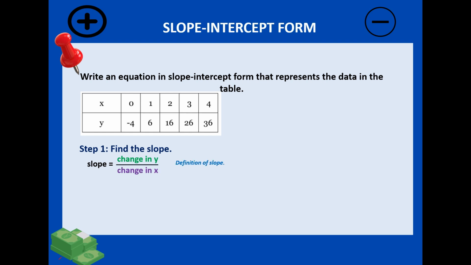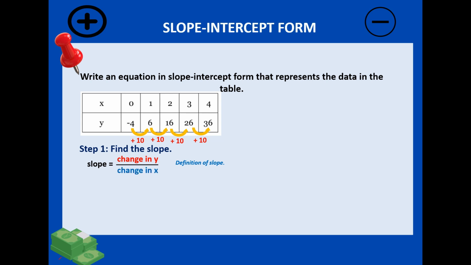So this is the slope definition. We're going to find the change in y. From negative 4, it becomes positive 6. What shall we add to negative 4 to become positive 6? It is 10. From 6 to 16, we also add 10. From 16 to 26, we add 10. From 26 to 36, we add 10. So change in y is 10.